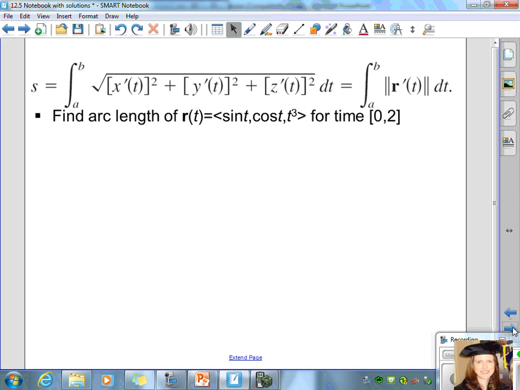Okay, I'd like you to try this one on your own. Find the arc length of the vector valued function r of t equals the vector with components sine t, cosine t, and t cubed for the time interval from 0 to 2. You can pause the video now, work on the solution, then come back to check your work.